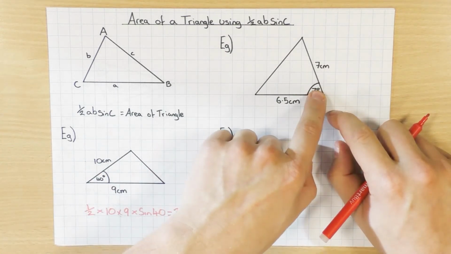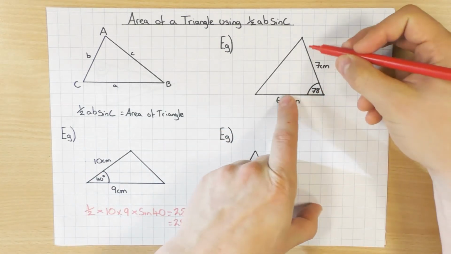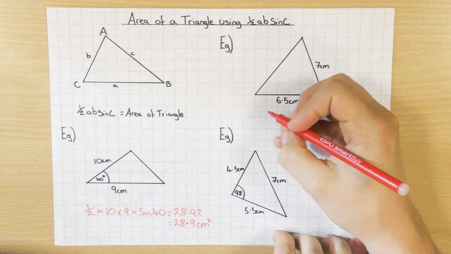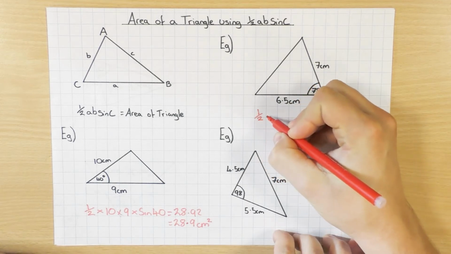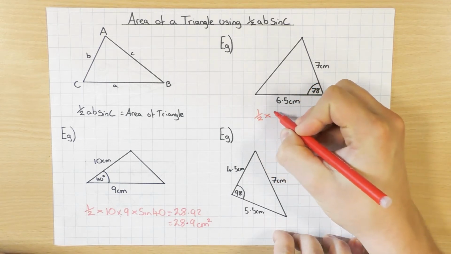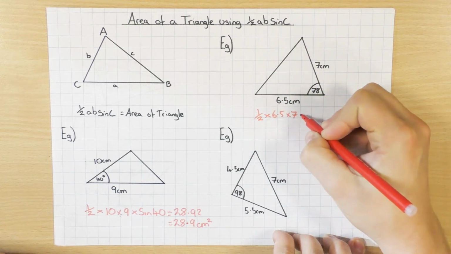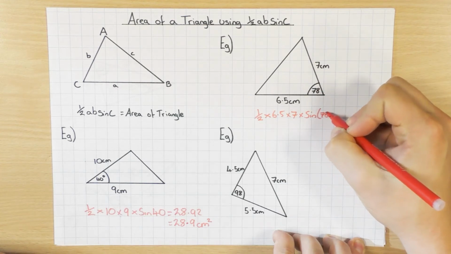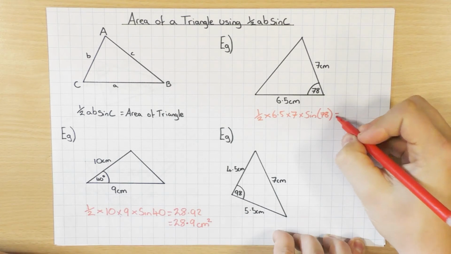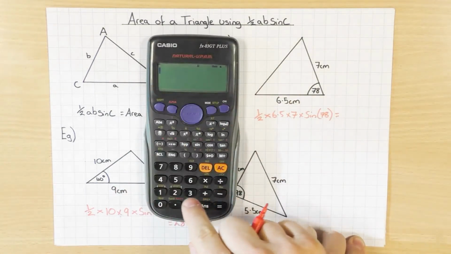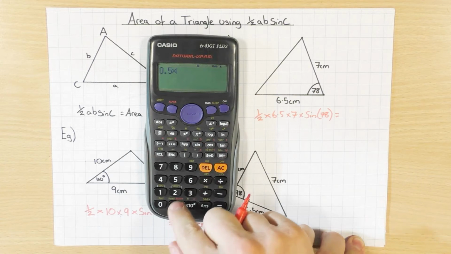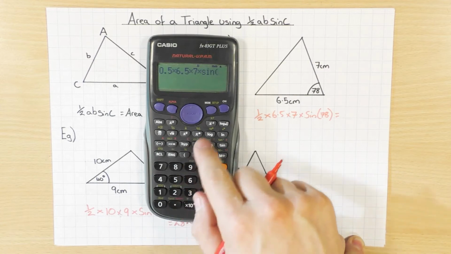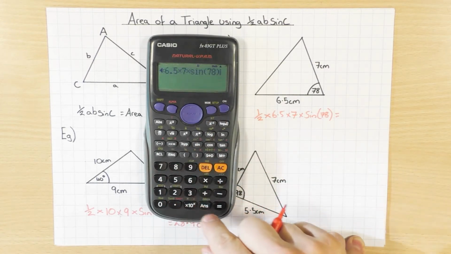Next one, so this time I've chosen a different angle, but again the angle is here, the two sides next to it, in this case, are 7 and 6.5. So again, I'm just going to substitute it straight into the formula, so 1/2 times 6.5 times 7 times sine, and the angle this time is 78. I'll put it in brackets this time just to show you what it would be like on the calculator. And again, I'm just going to bring my calculator over here. 0.5 or 1/2 times 6.5 times 7 times sine, and again in brackets 78. Don't forget to close them.